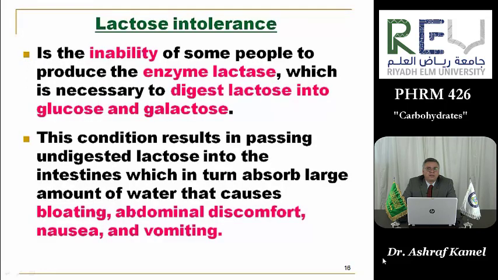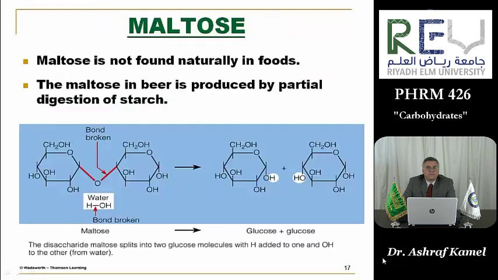There is a disease entity called lactose intolerance, which is the inability of some individuals to produce the enzyme lactase, which is necessary to digest lactose into glucose and galactose. This condition results in passing undigested lactose into the intestine, which in turn absorbs large amounts of water that causes GIT symptoms like bloating, abdominal discomfort, nausea, and vomiting. Maltose is not found in nature. The maltose in beer is produced by partial digestion of starch.